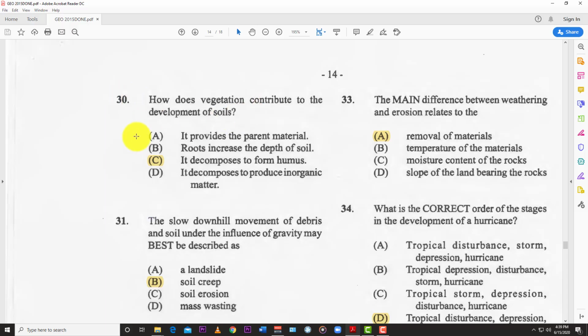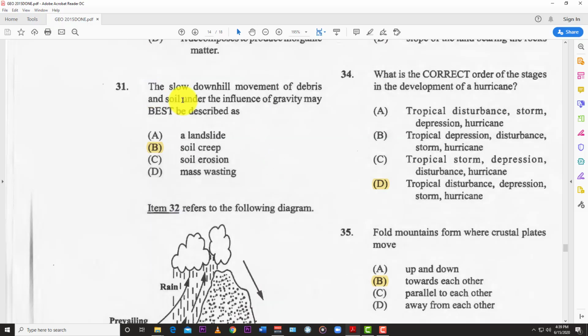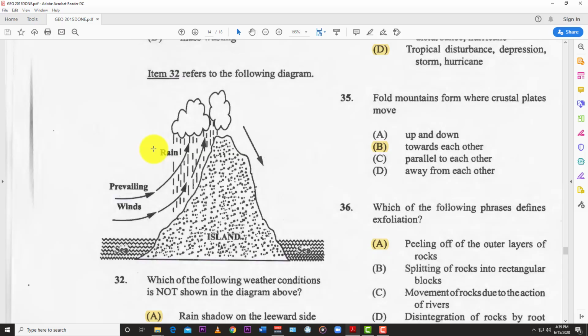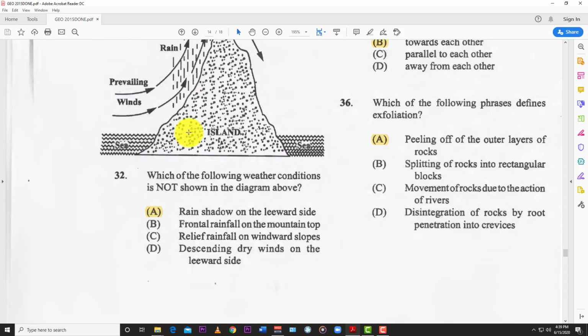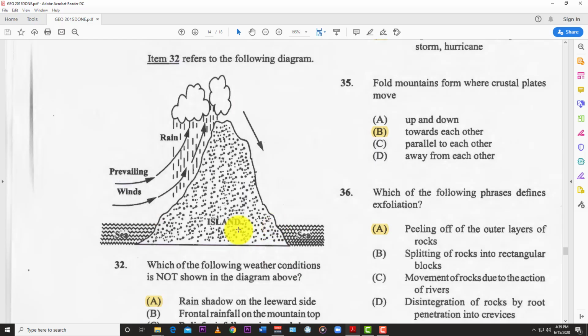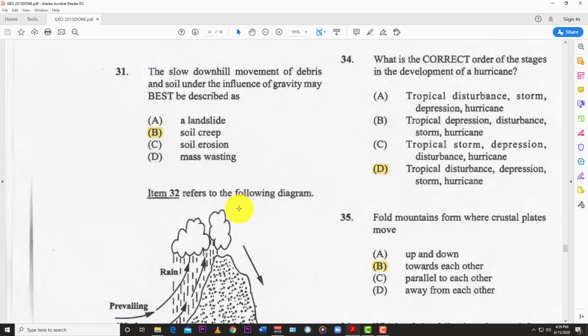30, how does vegetation contribute to the development of soil? And the answer is C, it decomposes to form humus. 31, the slow downhill movement of debris and soil under the influence of gravity may best be described as B, soil creep. Soil creep. 32 refers to the following diagram. Which of the following weather conditions is not shown in the diagram above? And the answer is A, rain shadow on the leeward side. Rain shadow on the leeward side.